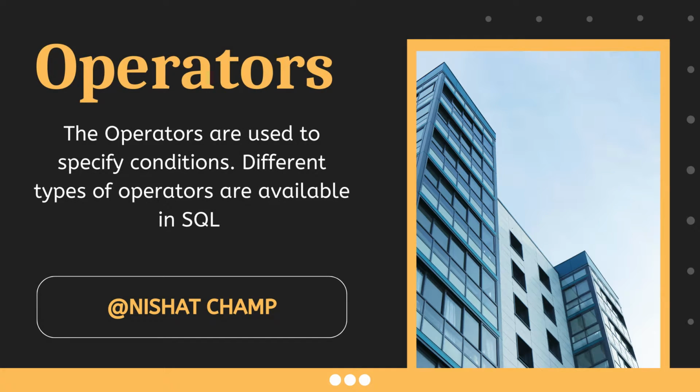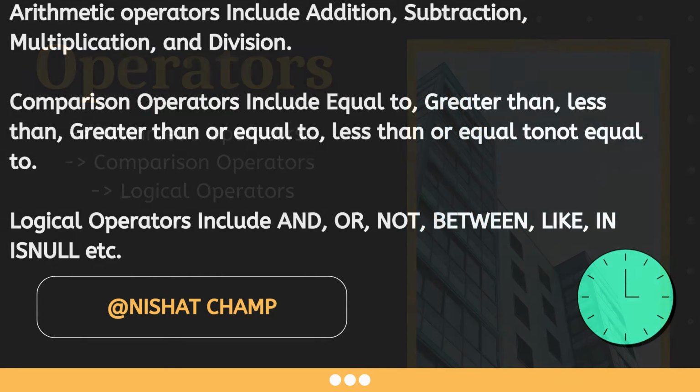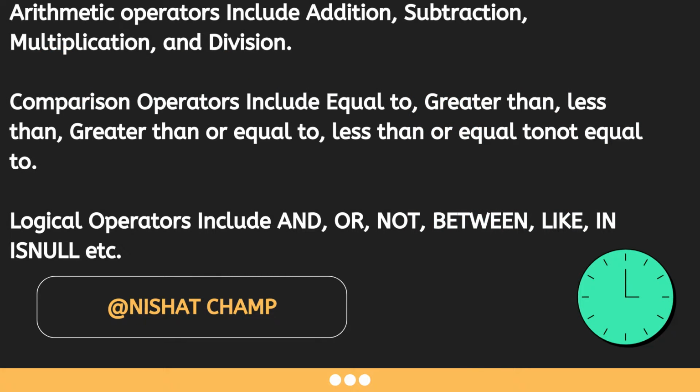Operators. The operators are used to specify conditions. Different types of operators are available in SQL: arithmetic operators, comparison operators, and logical operators. Arithmetic operators include addition, subtraction, multiplication, and division. Comparison operators include equal to, greater than, less than, greater than or equal to, less than or equal to, not equal to. Logical operators include and, or, not, between, like, in, is null, etc.